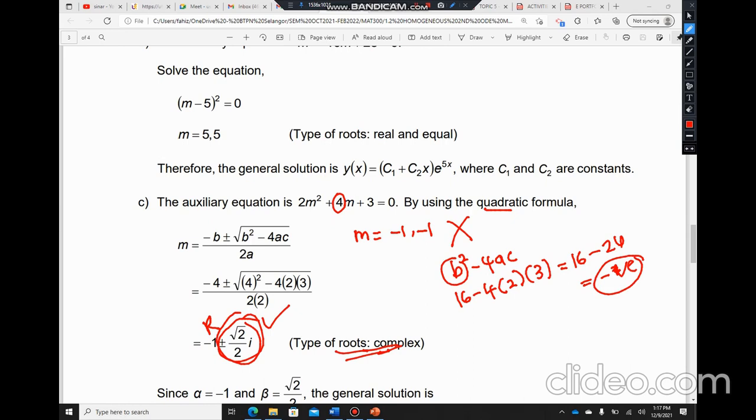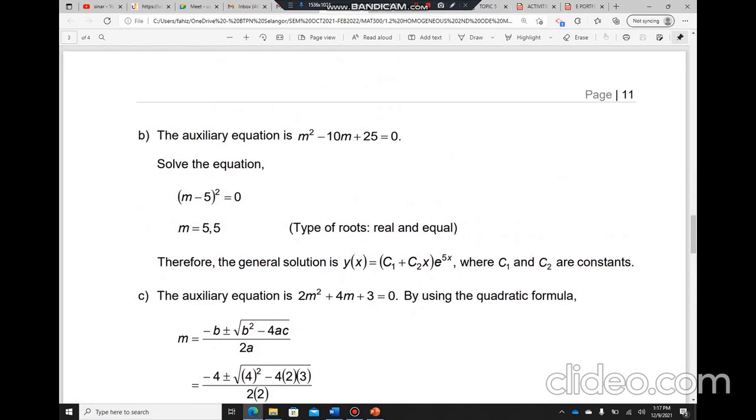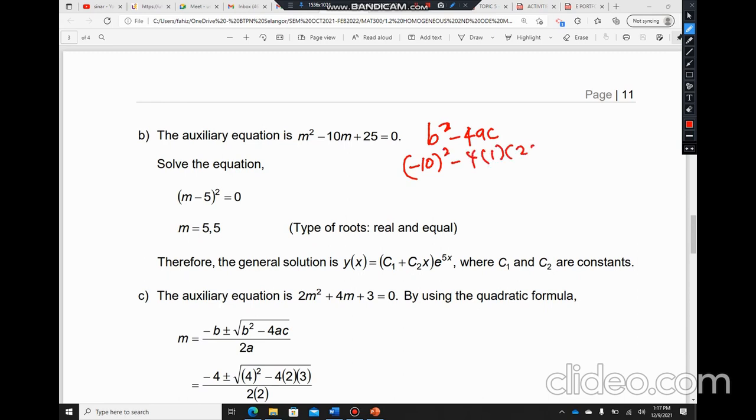Okay, tapi kalau yang first ni, yang first tadi, equation dia apa tadi? Equation dia tadi, yang ni kan? Okay, this equation, m square minus 10m plus 25. Awak masukkan dalam formula ni. B square minus 4AC. Okay, B square is negative 10 square minus 4, A is 1, C is 25. Okay, so 100 minus 100. So, it is equals to 0. So, kalau dia sama dengan 0, maksudnya dia adalah real and equal.